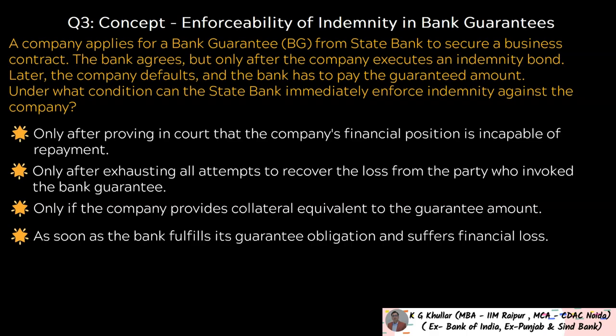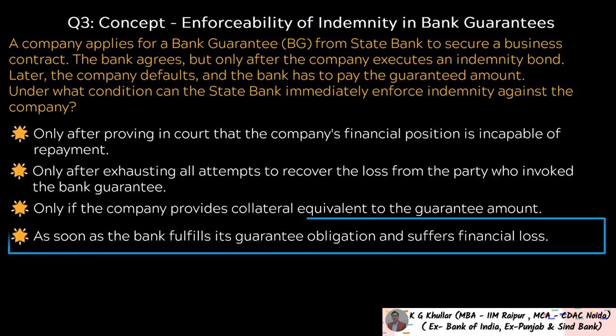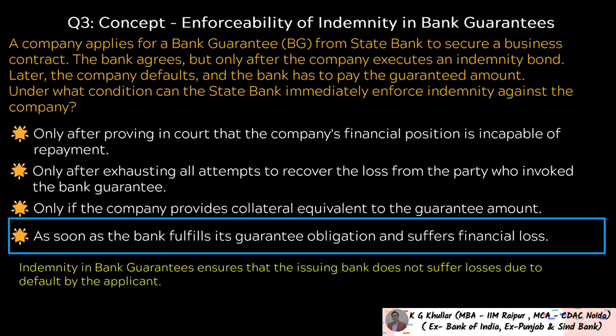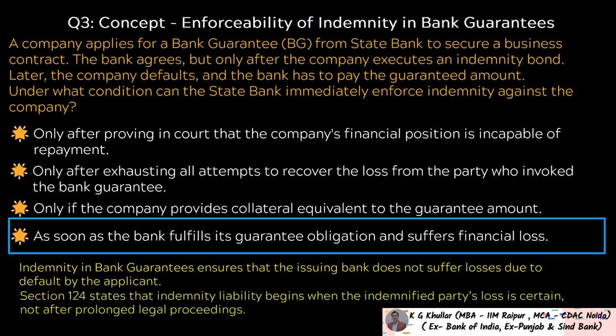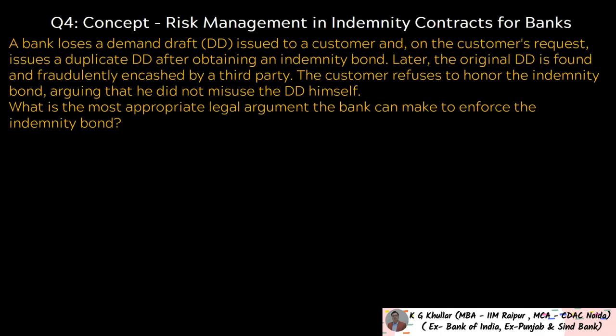So friends, please note indemnity in bank guarantees ensures that the issuing bank does not suffer losses due to default by the applicant. Section 124 states that indemnity liability begins when the indemnified party's loss is certain and not after prolonged legal proceedings. So as far as this question goes, the correct option is option D. Lastly, also note, banks require an indemnity bond from companies before issuing bank guarantees to protect themselves from financial exposures.